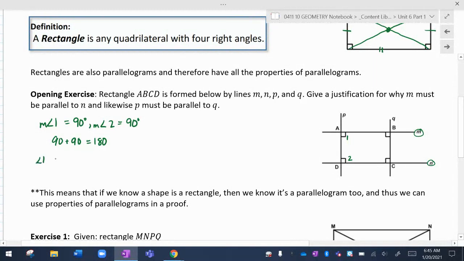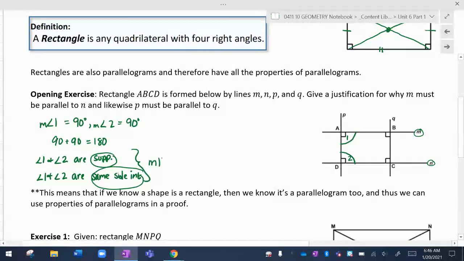And 1 and 2 are supplementary because they add to 180. And then when I look at the positioning in 1 and 2, I have 1 right here and I have 2 right there. Those are same side interiors. And if I have same side interiors that are supplementary, then M and N have to be parallel. M is parallel to N because if same side interior angles are supplementary, the lines are parallel. And that's what I got.